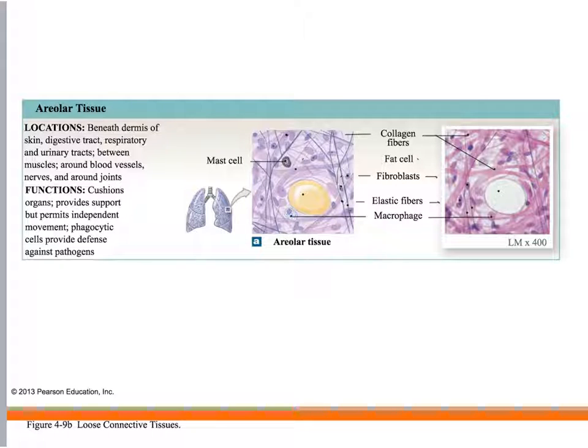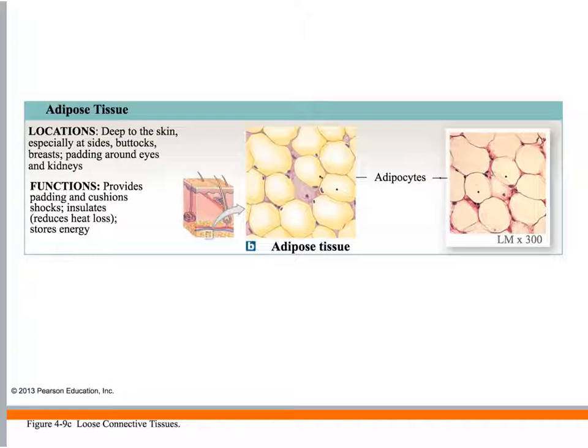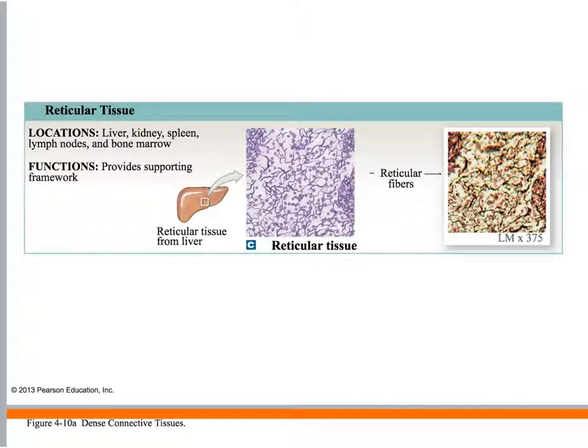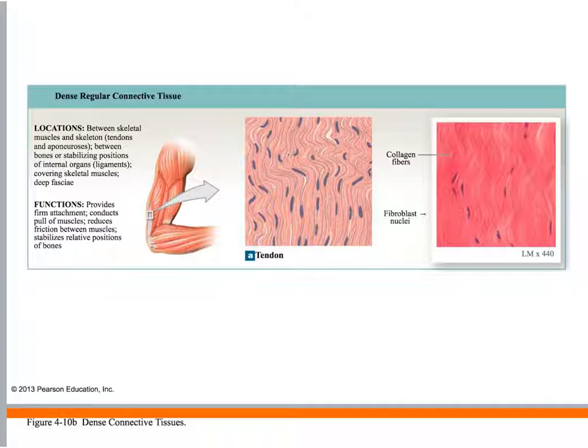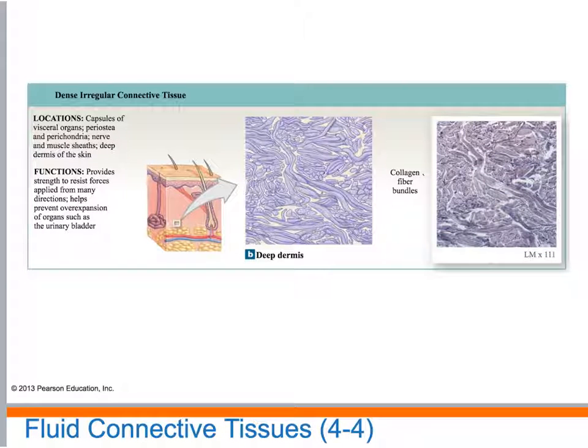This shows you the location and the function of connective tissue proper. This is showing you the location and function of adipose tissue, or the adipocytes. This is showing you the location and function of the reticular tissue in the liver. This is showing you the location and function of the dense regular connective tissue in the tendons. And then this is showing you the dense irregular connective tissue with its location and function in the hypodermis.